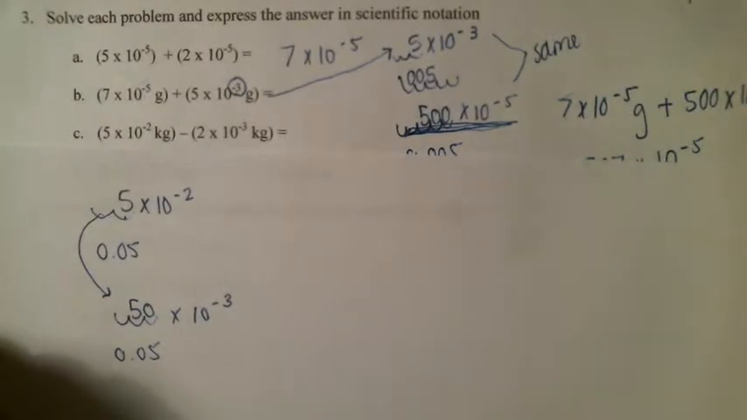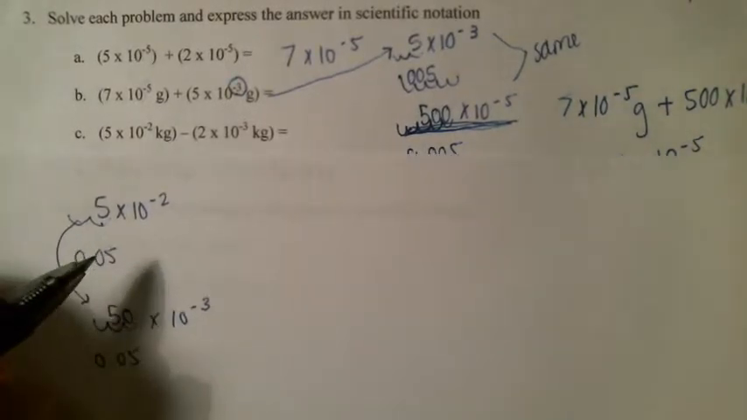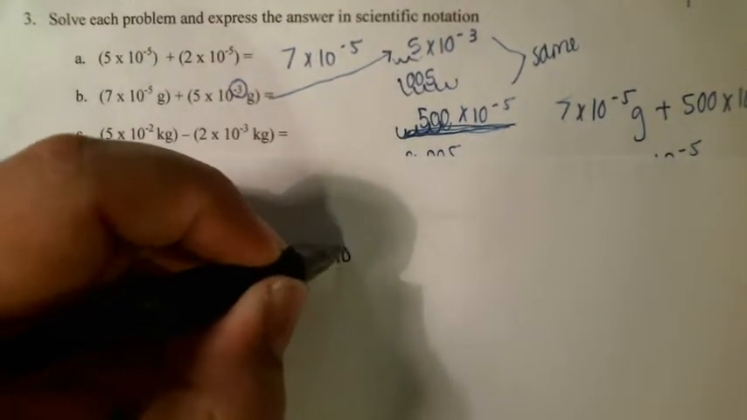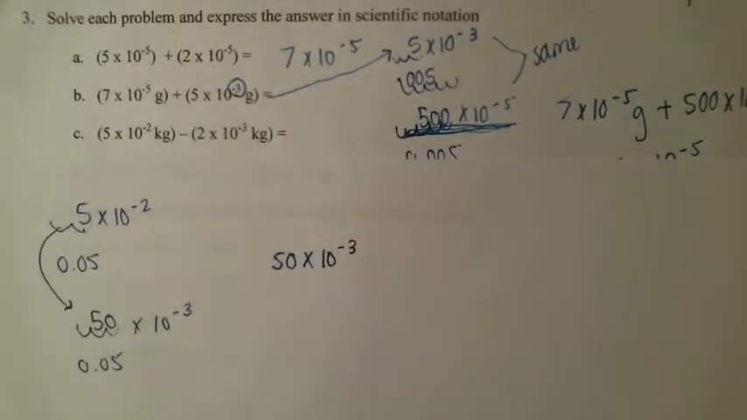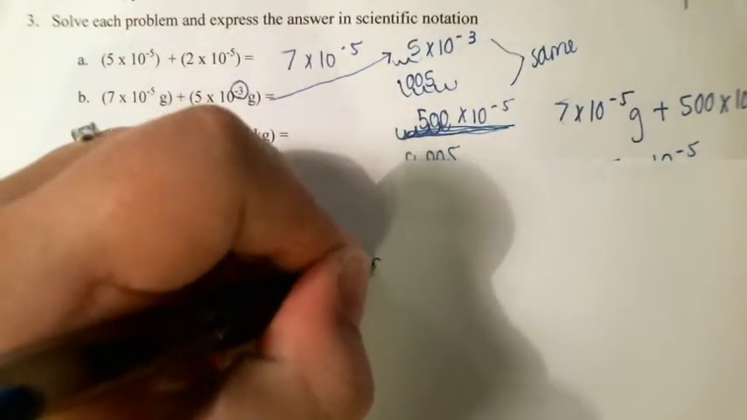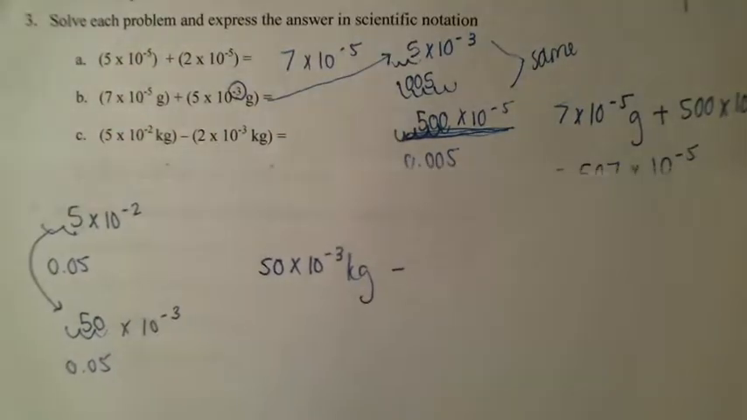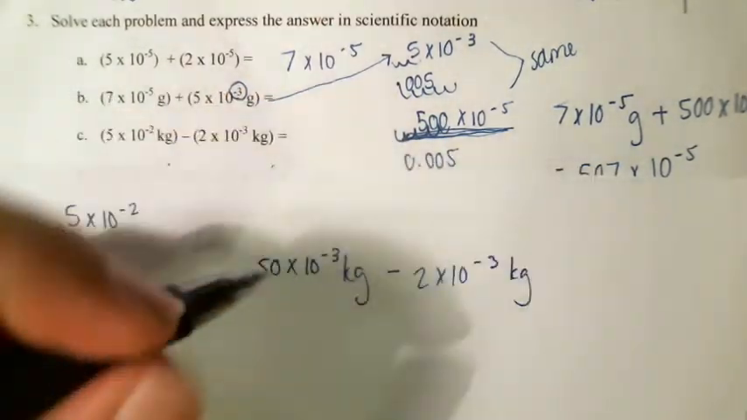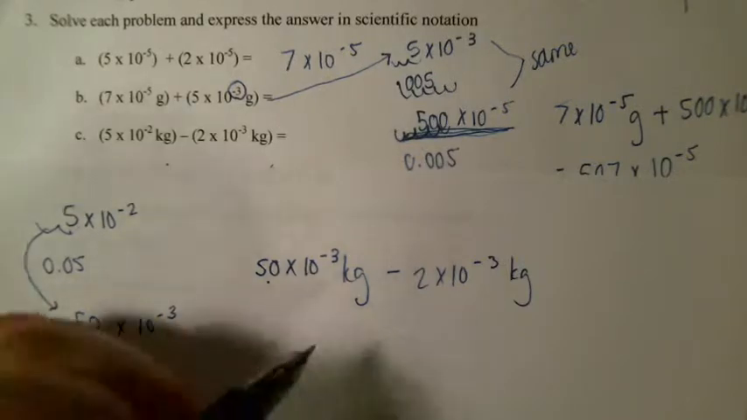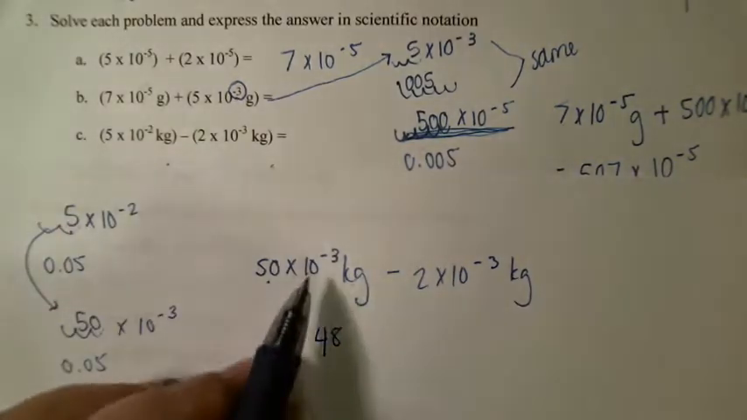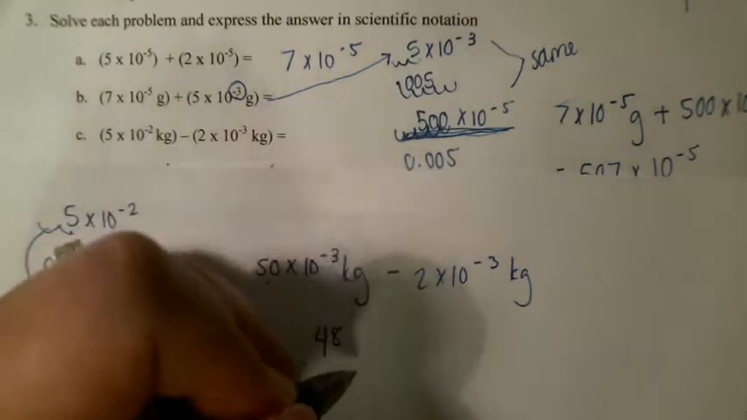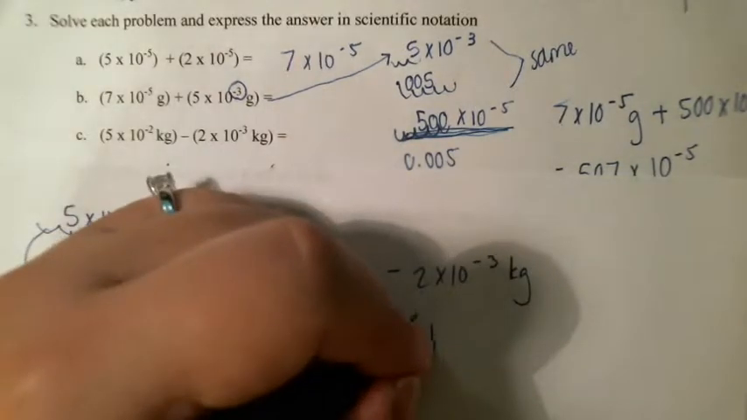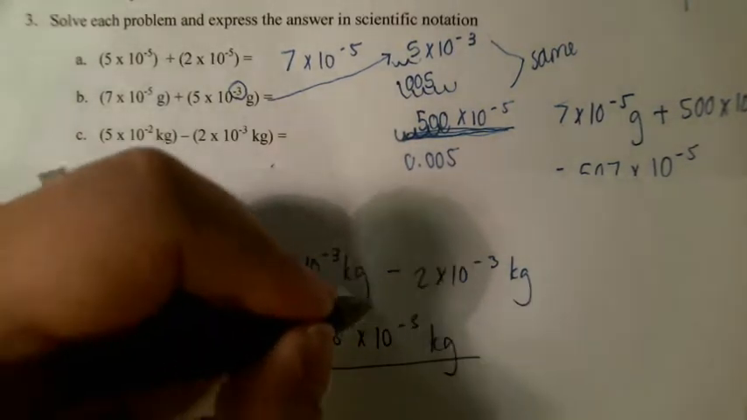So in order to subtract the values in part C, we're going to write 50 times 10 to the negative third kilograms minus 2 times 10 to the negative third kilograms. Now 50 minus 2 is 48. And since our exponents are the same, we can just go ahead and write times 10 to the negative third kilograms. So this is our answer.